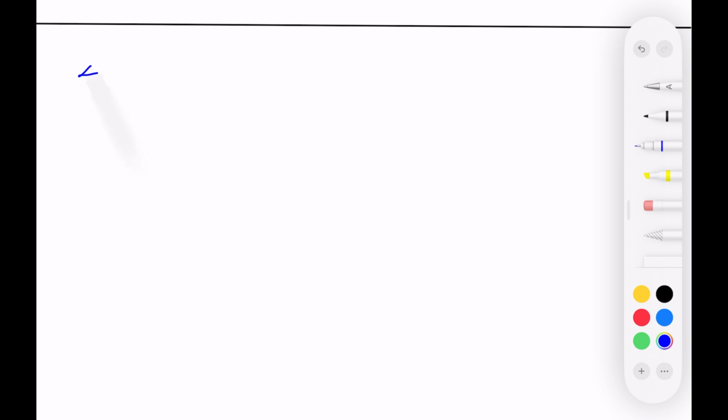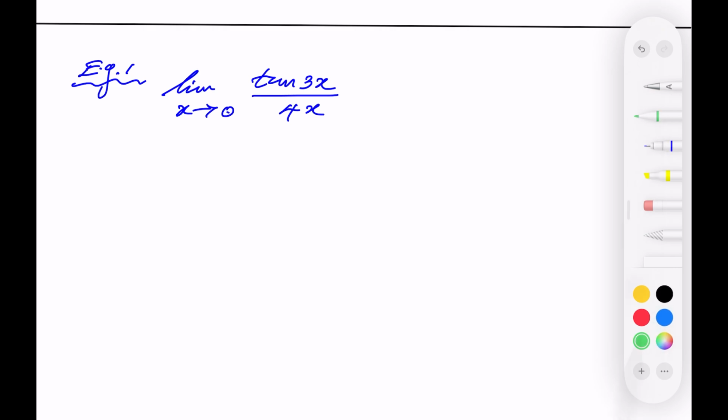Here is your first example. Evaluate the limit as x approaches 0, tangent 3x divided by 4x. Once again, what was the theorem we have? The theorem we have is limit x approaches 0, tangent x over x equals 1. Pay attention to these three places. They all must have the same figure.